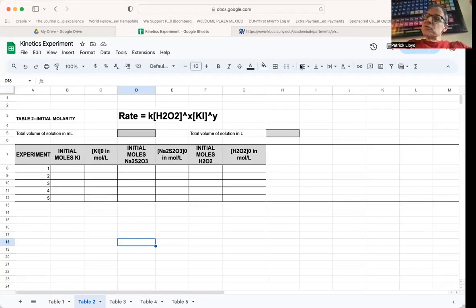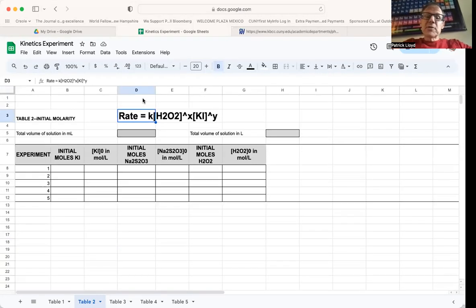Okay, so now we're going to do table 2. Remember, what we're trying to do is find the rate law for the experiment. The rate is equal to the rate constant K times the concentration of each reactant multiplied together, but then you raise them to some exponent. Typically, the exponents are 1 or 2.